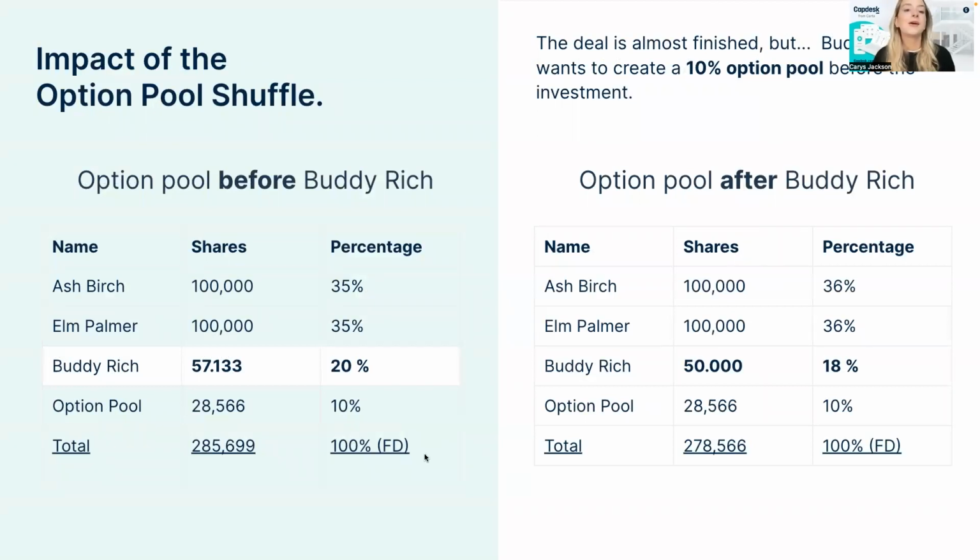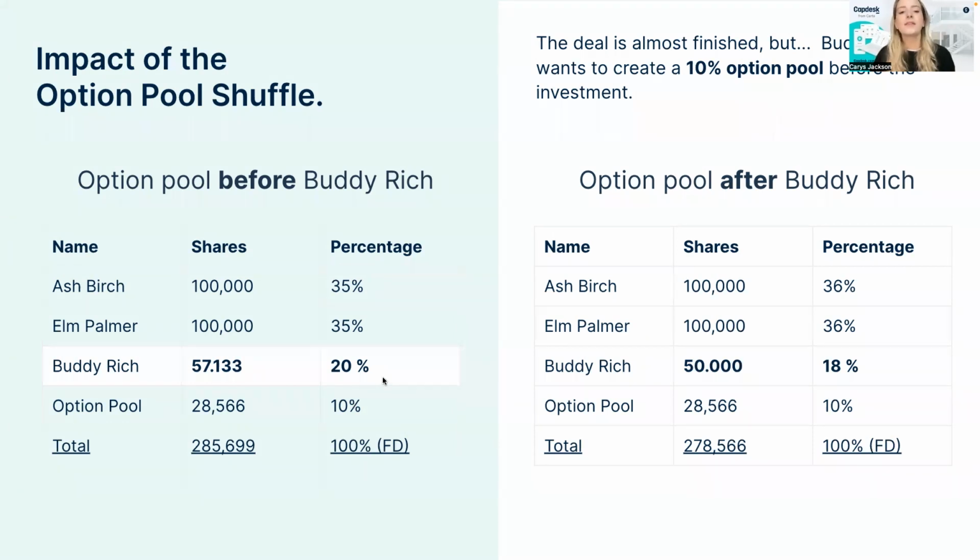So because Buddy knows they're going to give out options to future employees, he does not want to fund those options. He wants the co-founders, so Ash and Elm, he wants Ash and Elm to fund the options. And this is what we call an option pool shuffle. So if we remember, Ash and Elm's percentage before was 40%. Now you can see that they have given up 5% each in order to fund the option pool of 10%. Whilst Buddy Rich here, he still has his 20%.